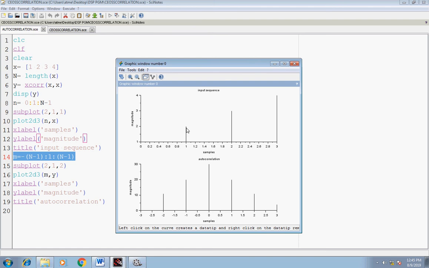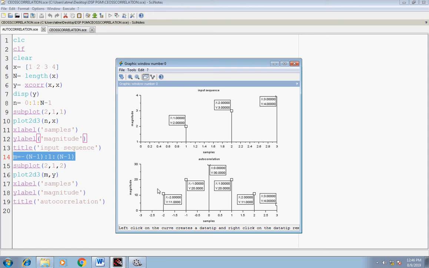See, it's not visible there. Yeah, like this we'll get the values. So we have to click on the tip of the sequence where you want to display the value. Similarly here also, you can read the values. Okay, fine. So this is the input sequence and the autocorrelation.